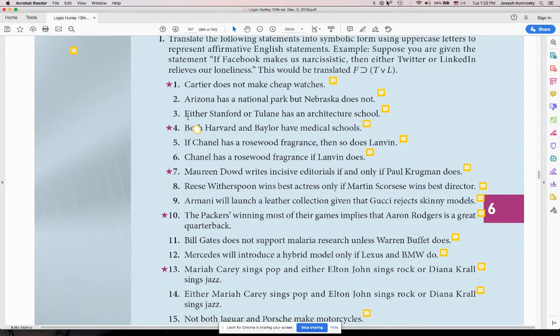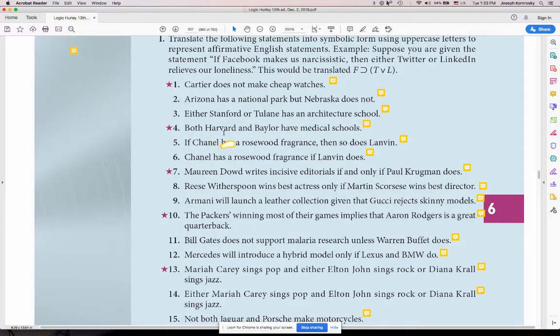Let's do 3. Either Stanford or Tulane has an architectural school. So we have an either-or. What symbol do we use? You got it. A wedge. And that's going to stand for disjunction. So we have either Stanford. What letter do you want to use? S? What about Tulane? What letter do we use for this? T. So we'll say S, wedge, T. S, wedge, T.